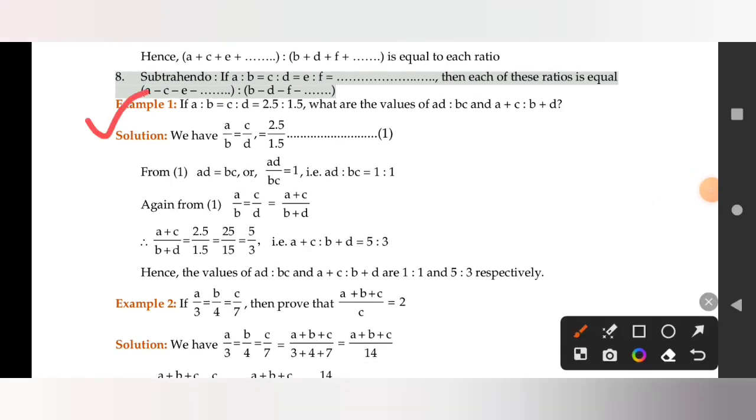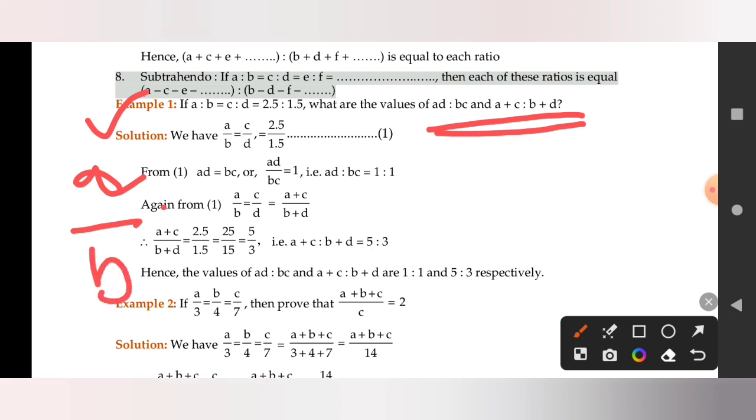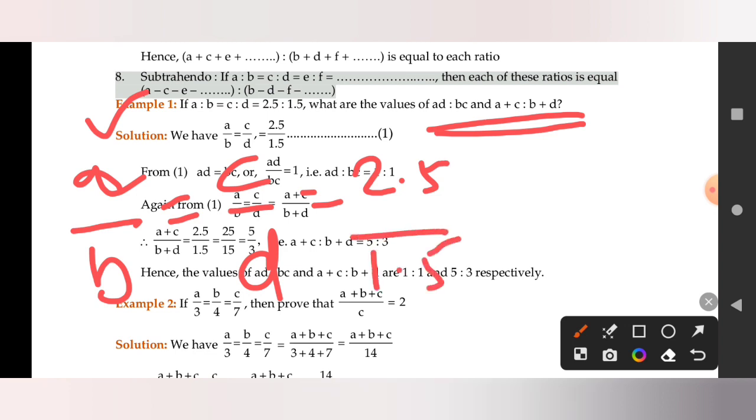Example 1. If A is to B equals C is to D, equals 2.5 is to 1.5, what are the values of AD is to BC and A plus C is to B plus D? Okay, so there are two questions asked. Let us write. What are the ratios given? A is to B equals C is to D is given, correct? Which equals 2.5 upon 1.5.